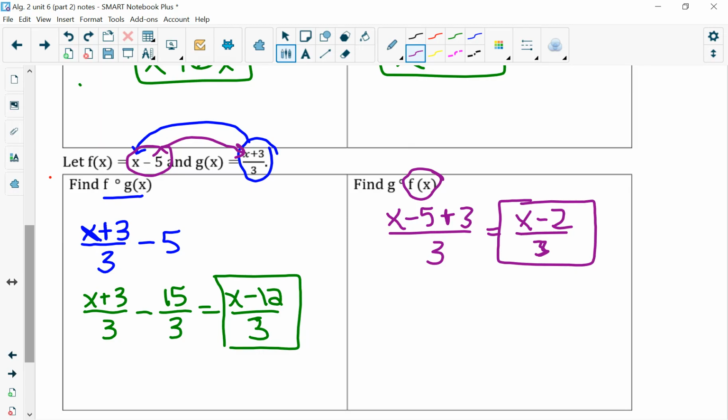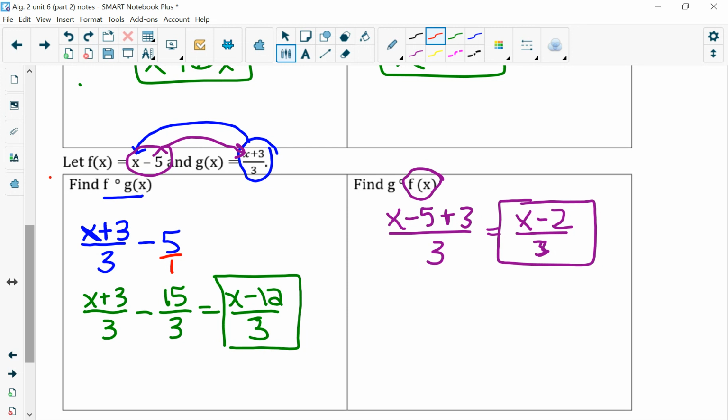I had to get common denominators. You can think of 5 as 5 over 1. My common denominator would be 3, so 5 over 1 is equivalent to 15 over 3. Once we do have common denominators, I can add and subtract fractions. My denominator stays the same, and I do the math. X plus 3 minus 15 simplified to be x minus 12 over 3. The next one, a little bit easier. X minus 5 plus 3 over 3 simplifies to be x minus 2 over 3.